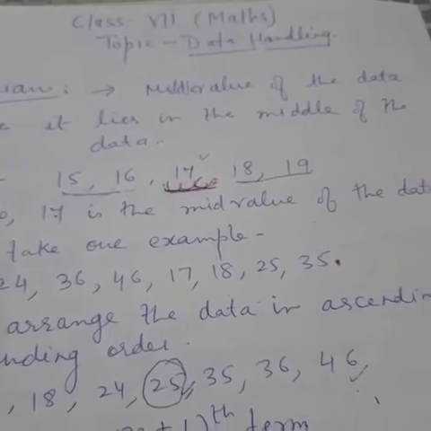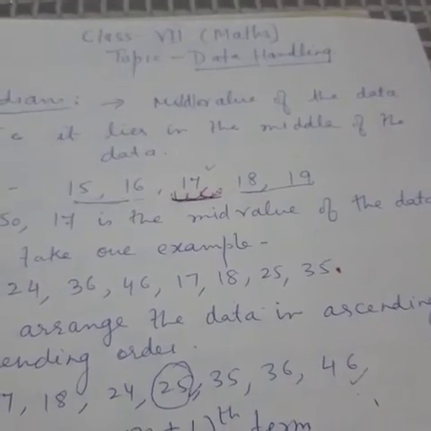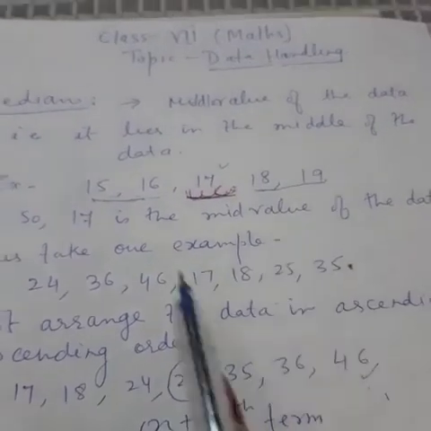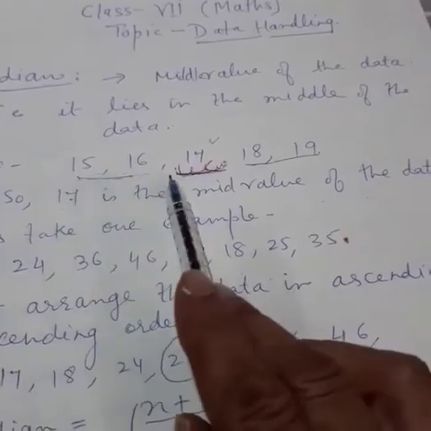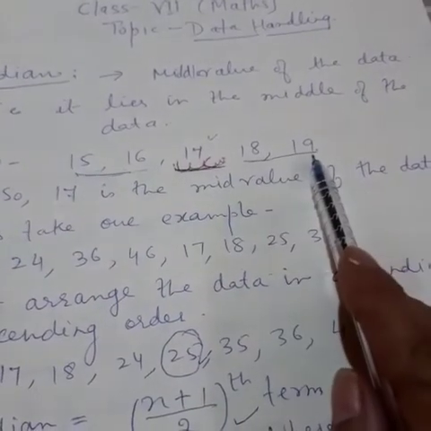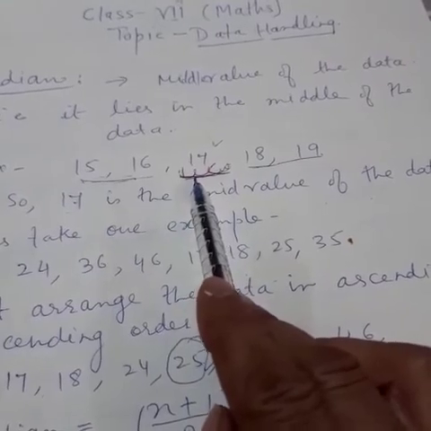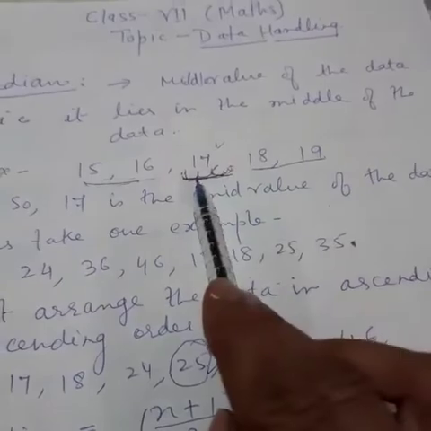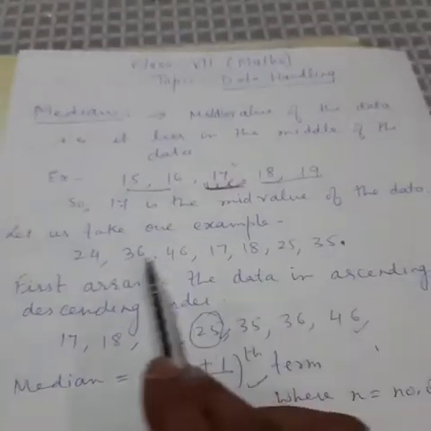For example, if there are three terms, the second term lies in the middle of the data. Again, for example, there are five observations: 15, 16, 17, 18, 19. Which lies in the middle? 17 lies in the middle, with two terms before 17 and two terms after 17. So 17 is the mid value of the data.